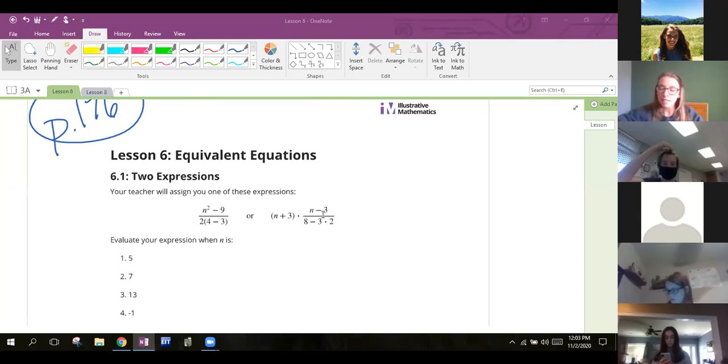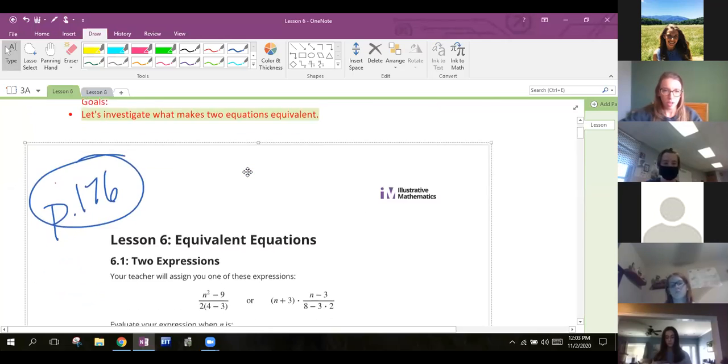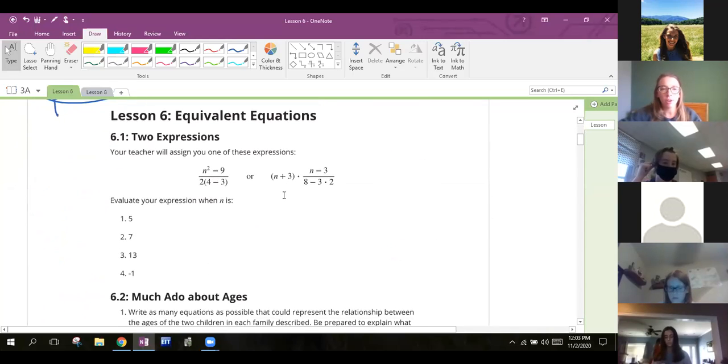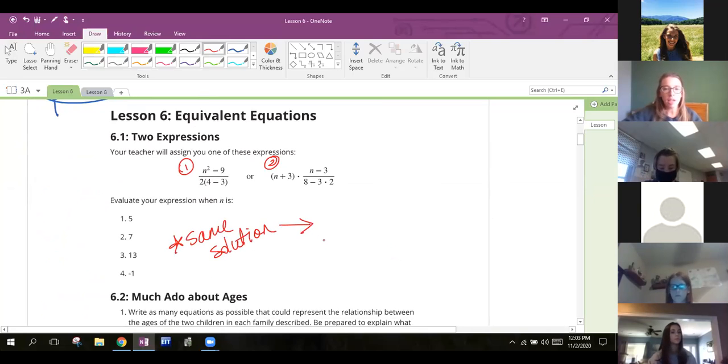All right, so last time we were in here, we talked about how we are going to investigate how two equations are equivalent. All right, so in this first activity, we saw that I assigned each one of y'all one of these expressions, and then we found out all of them ended up having the same solution. All right, so what did that mean?